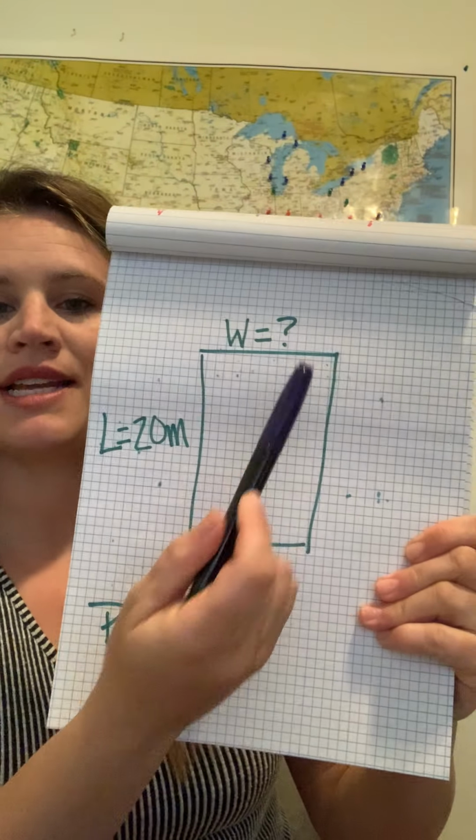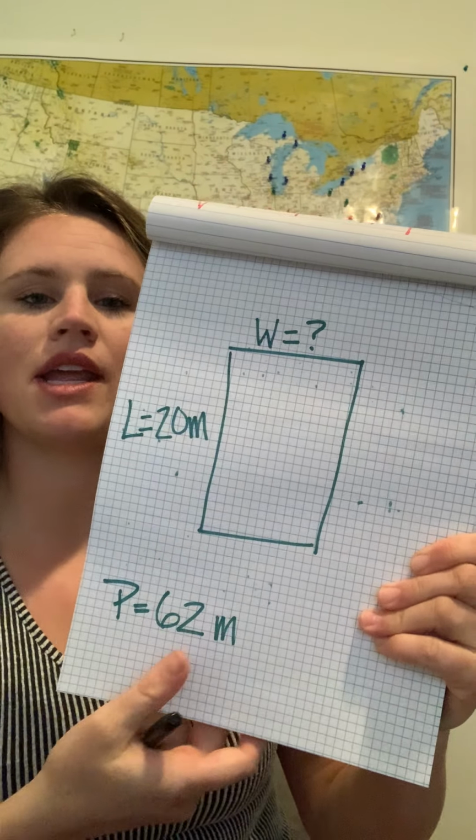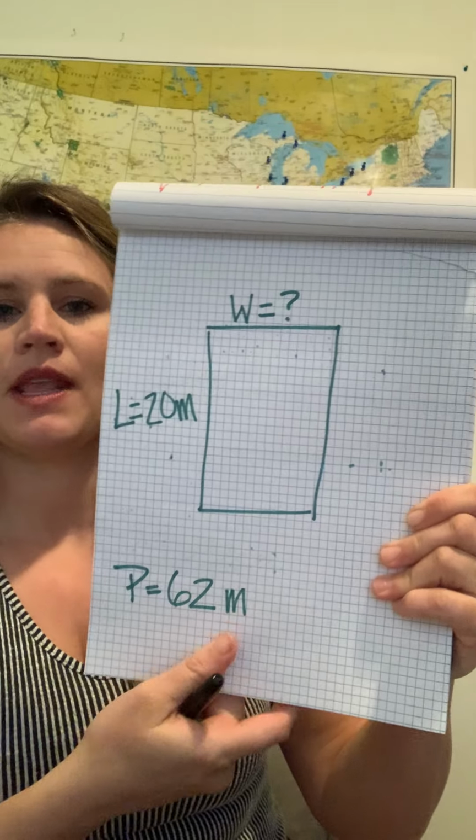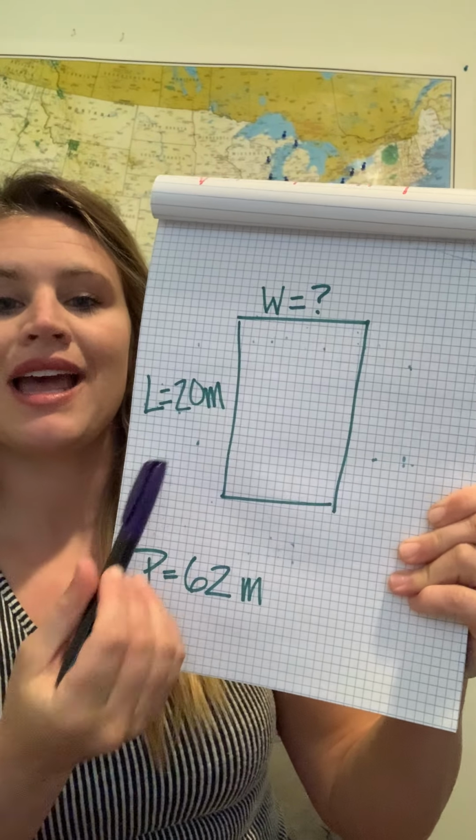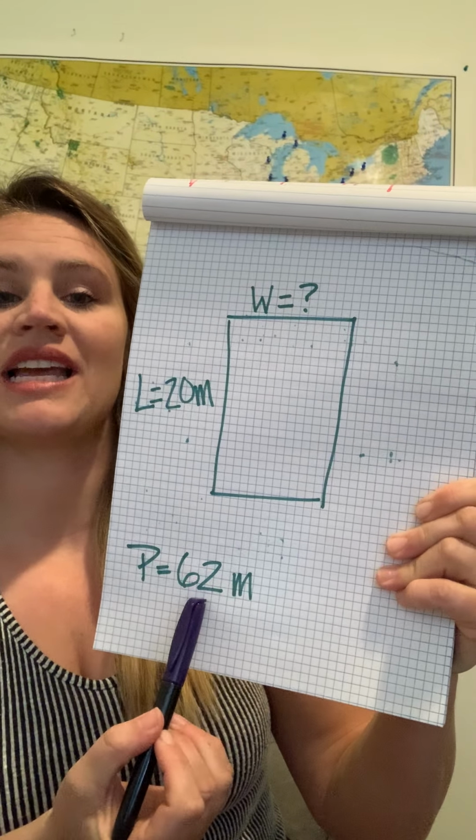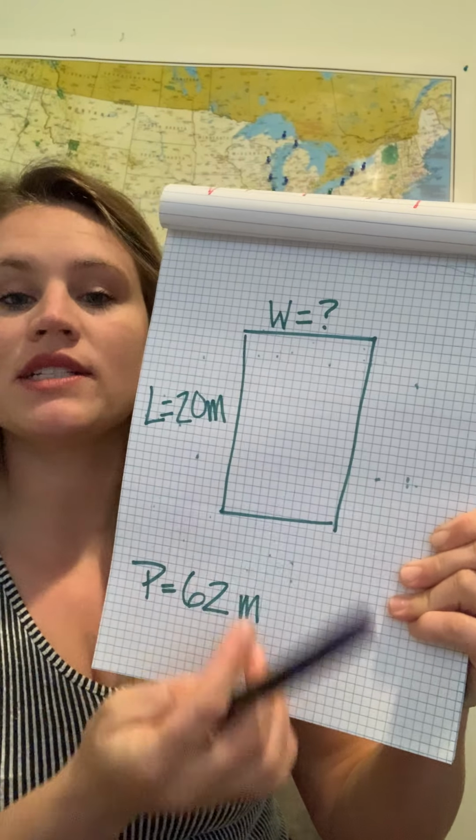Next, we're going to focus on finding the missing side. So here's my first example. I am given the length, I'm given the perimeter of 26, and I'm asking, what is the width?